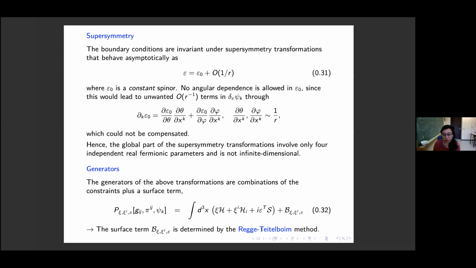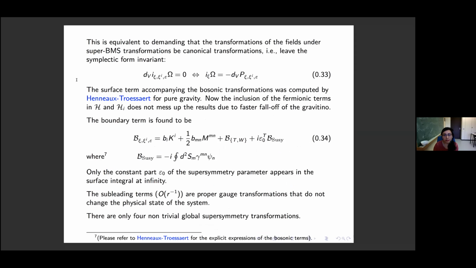Now, by using the usual Rarita-Schwinger method, we can calculate the surface term. I mean, the generator is given by a combination of the constraints plus a surface term, and this surface term is determined by the Rarita-Schwinger method. And in fact, this is equivalent to demanding that the transformations of the fields under super-BMS transformations are canonical transformations, that is, they leave the symplectic form invariant. Now, the surface term accompanying the bosonic transformations was again computed by Mark and Cedric for pure gravity. Now, the inclusion of the fermionic terms in H and H_i, again the F terms, they do not mess up the results due to the faster falloff of the gravitino. And the boundary term is found to be this.